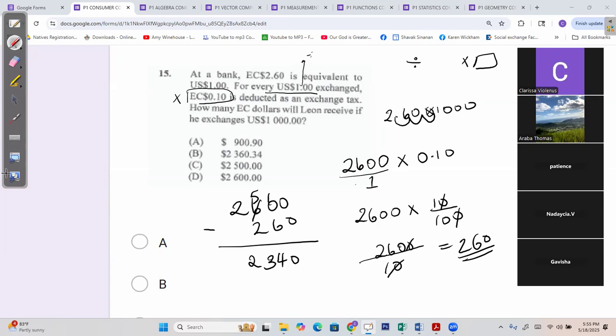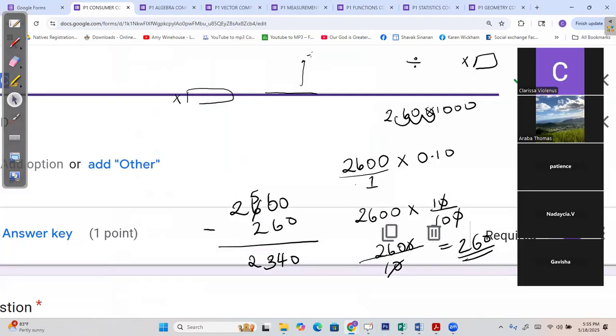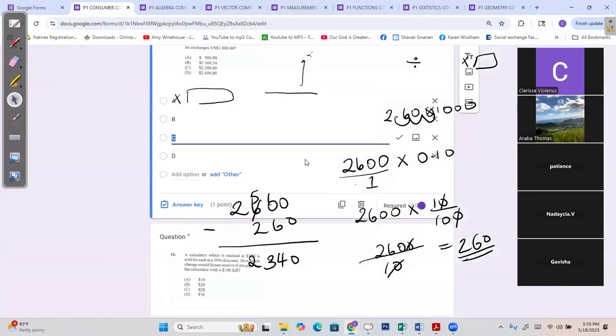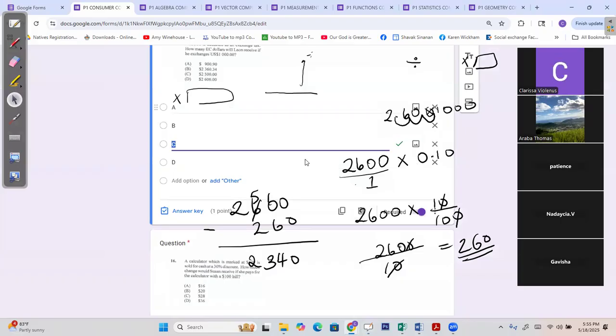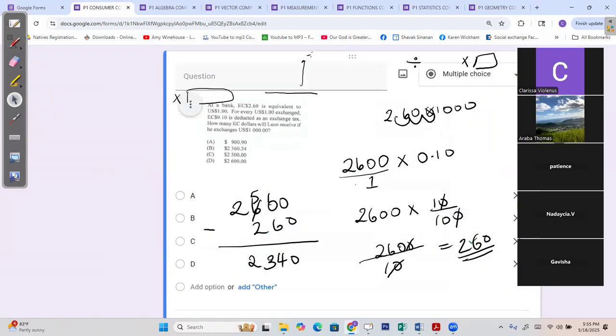Let me see what they said the correct answer is. How much EC dollars will Leon receive if he exchanges? Sometimes, CXC just got mistakes, huh? So let me see. C? What is that C? $2,500? That's a mistake. This question got a mistake.